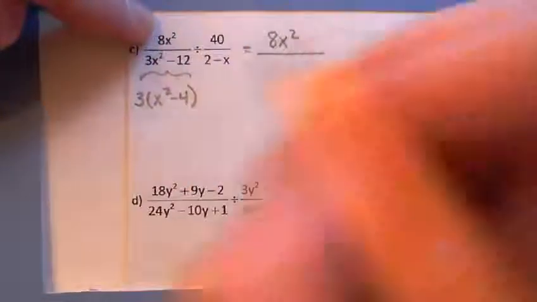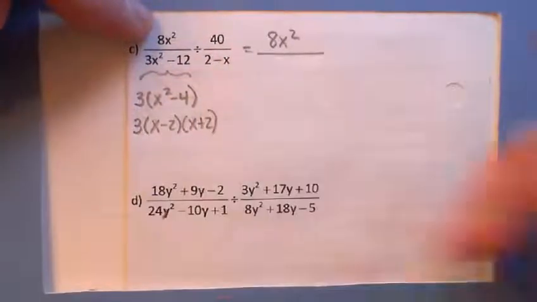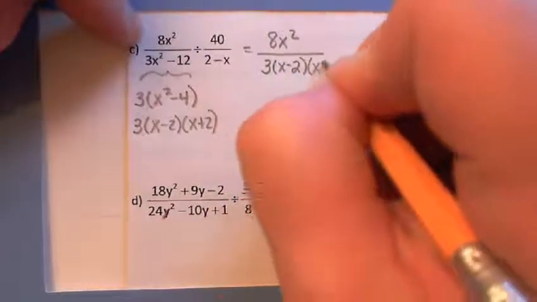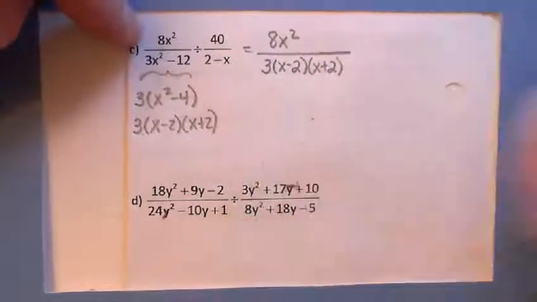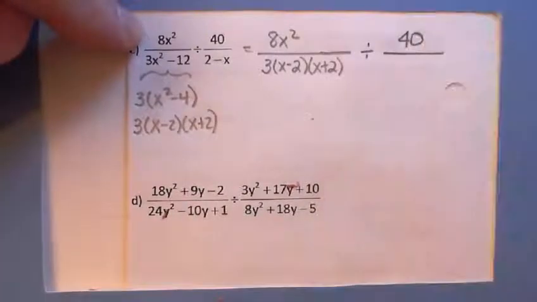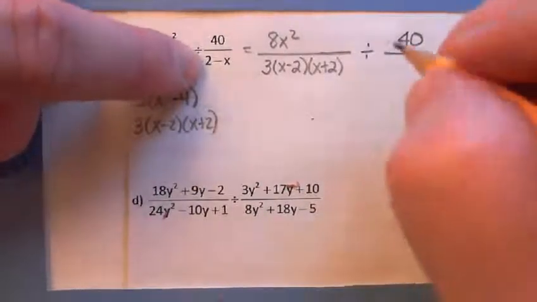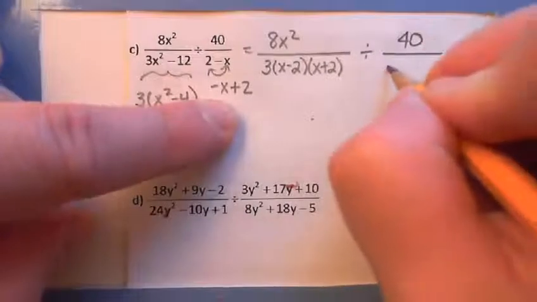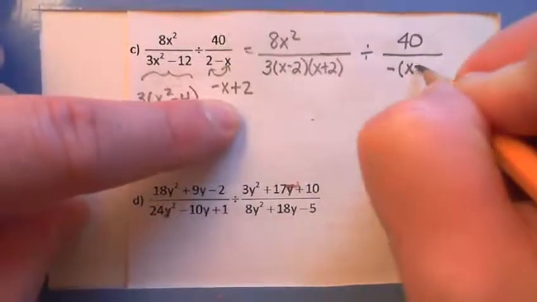So this would be x squared minus 4. And x squared minus 4 is x minus 2, x plus 2. Alright, so this would be 3, x minus 2, x plus 2. Then we're going to copy, and there's nothing I can do with the 40, so just write 40. In the second one here, we can switch them around, so this would become negative x plus 2. And remember, we don't like to have the negative in the front, so we're going to factor it. So this will become negative, x minus 2.